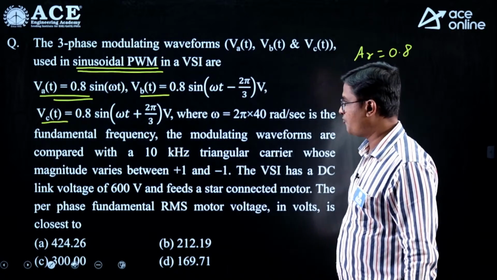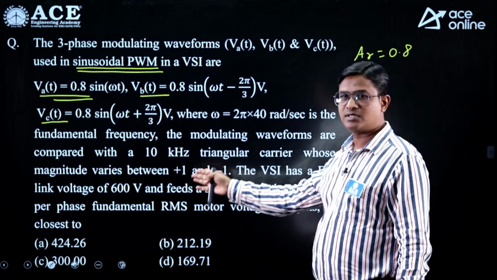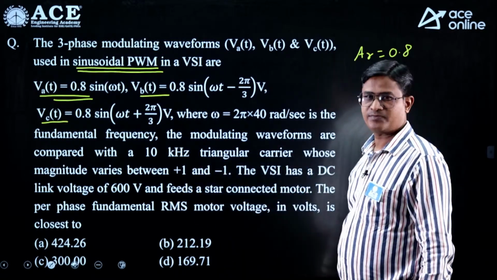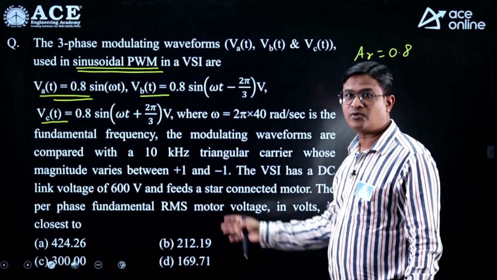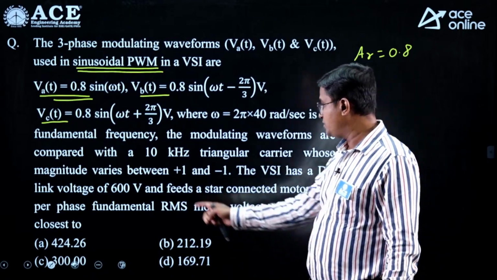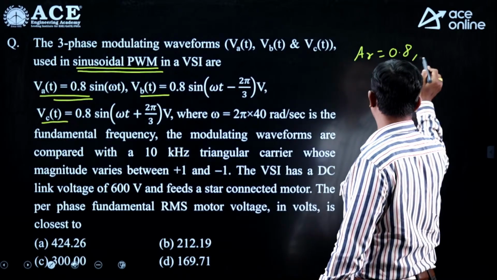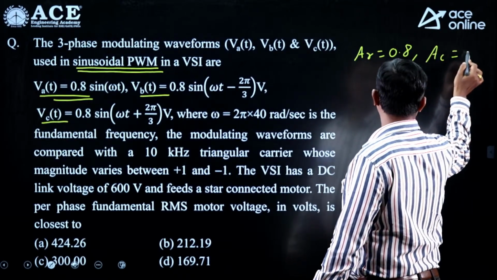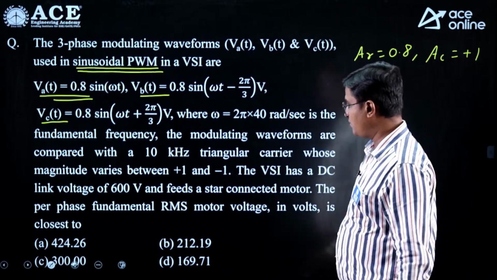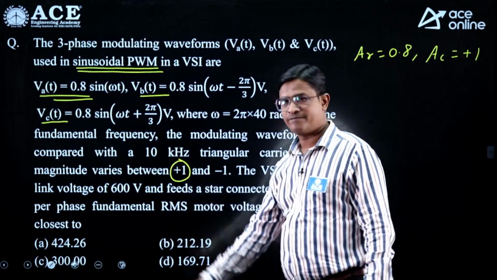The modulating waveforms are compared with a 10 kilohertz triangular carrier. So my carrier signal is now a triangular signal, which is varying between +1 and -1. So what is the amplitude of the carrier signal given? It is varying between +1 and -1, so the amplitude will be equal to +1, right?